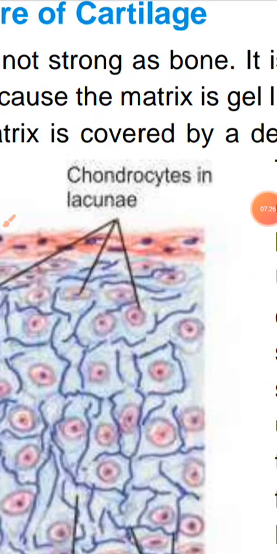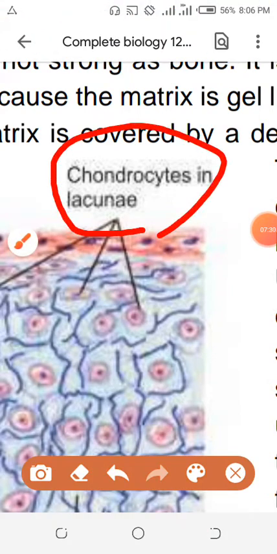Why is there importance of the lacunae? Because the lacunae consist of significant cells of the cartilage. Chondrocytes, the living cells of the cartilage. Name the living cells of the cartilage. Chondrocytes. Spelling of the chondrocytes.